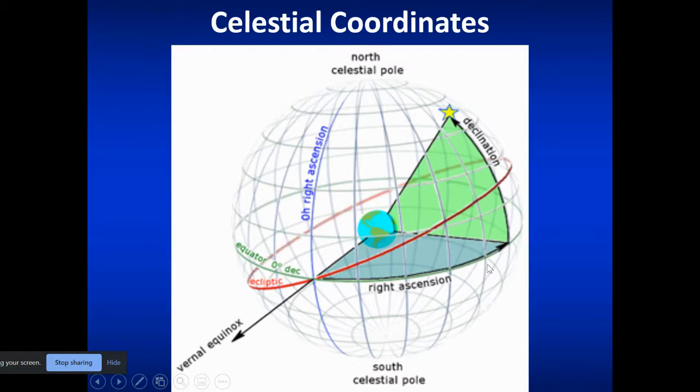Declination above or below the celestial equator. If you're going above the celestial equator, it's plus declination. They don't use north, they use plus. And if you go under the celestial equator, they don't use south, it's minus declination. And the right ascension is given in hours. Notice the 0h there.